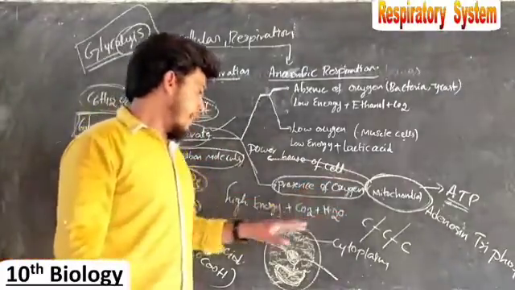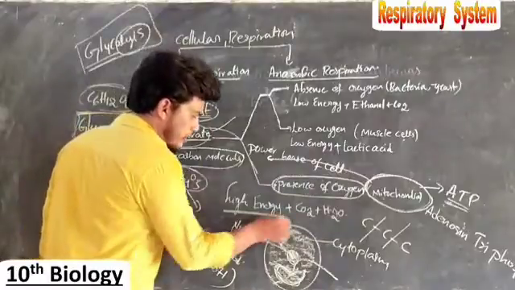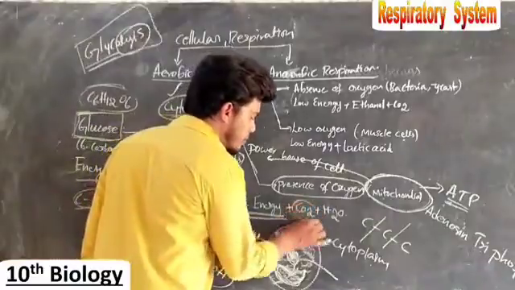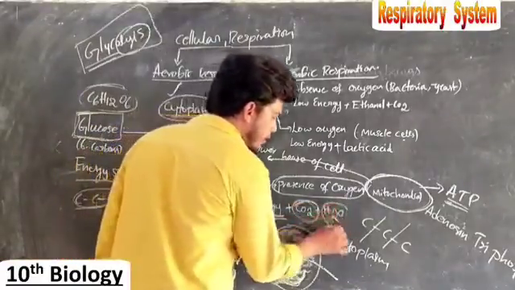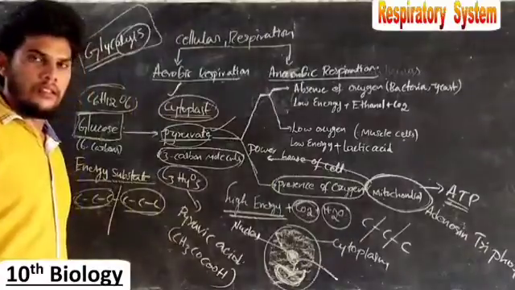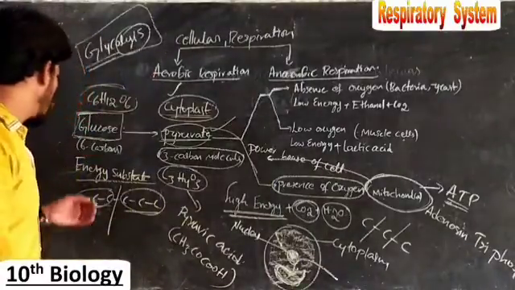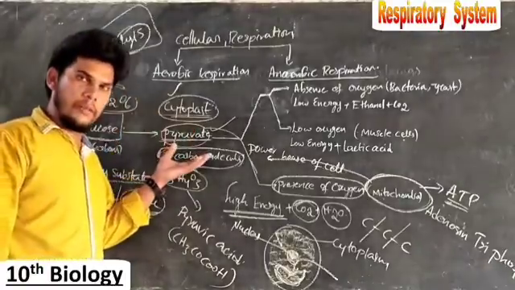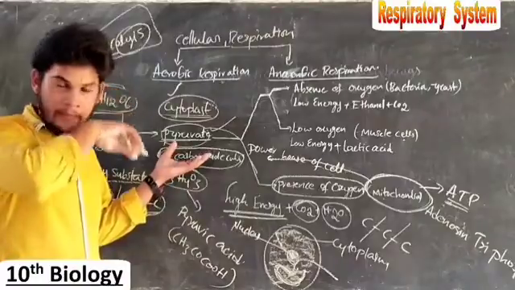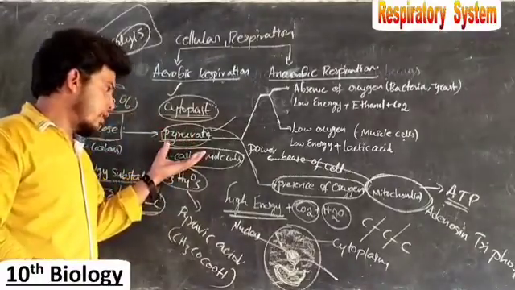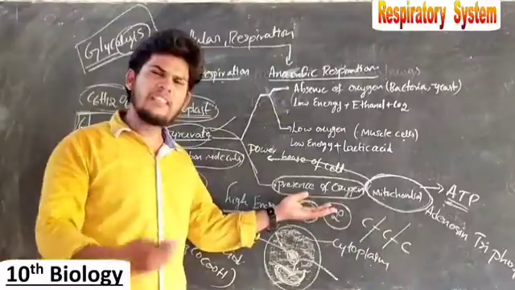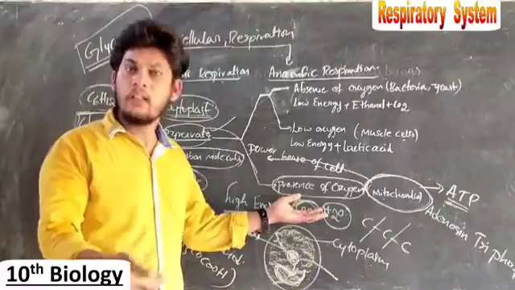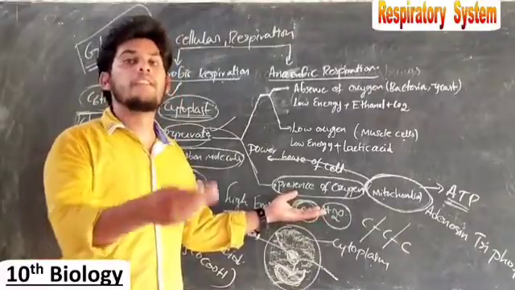When the pyruvate is broken down, a high amount of energy is produced. Along with energy, some byproducts are produced: carbon dioxide and water. Once again, I am summarizing. Glucose is the main compound. That glucose is converted into pyruvate by breaking down. This process is called glycolysis. After formation of pyruvate, in the presence of oxygen, which respiration is it? Aerobic or anaerobic? Aerobic respiration, because it is in the presence of oxygen.